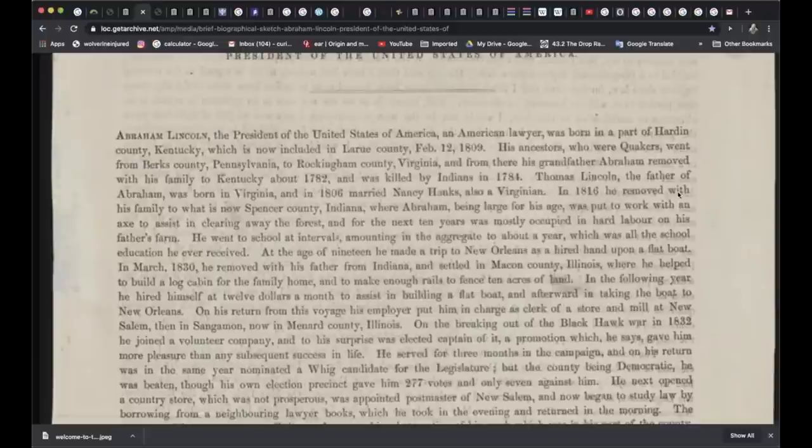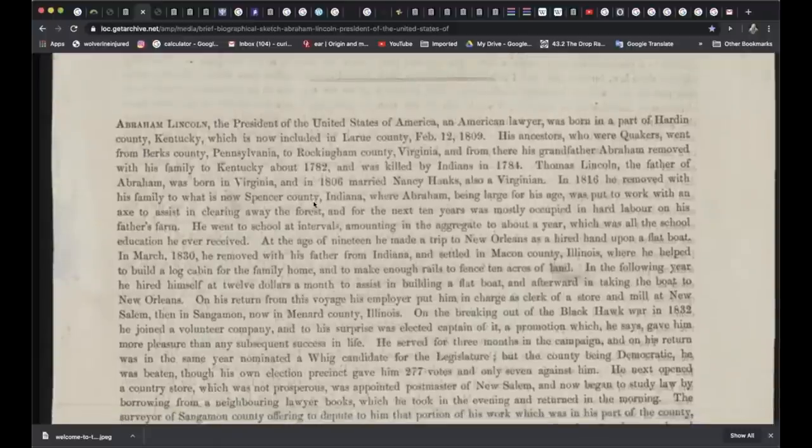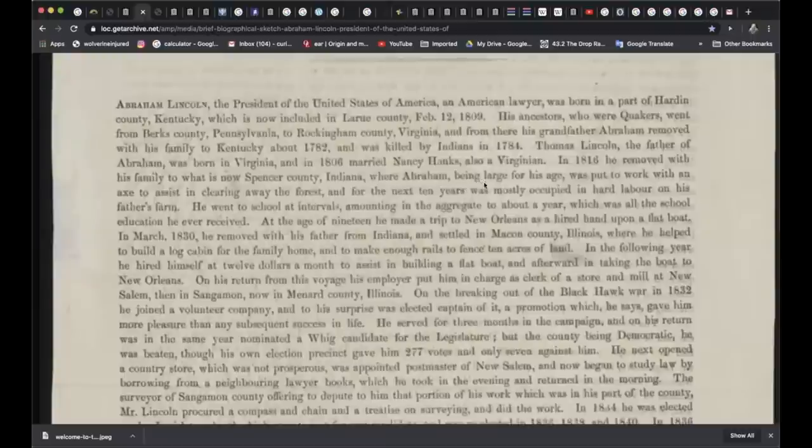In 1816, he removed with his family to what is now Spencer County, Indiana, where Abraham, being large for his age, very tall they say, was put to work right away, remember, with an axe to assist in clearing away the forest. And for the next 10 years, he was mostly occupied in hard labor on his father's farm. All right, hard labor. They ain't saying why. He was an indentured servant for his dad.